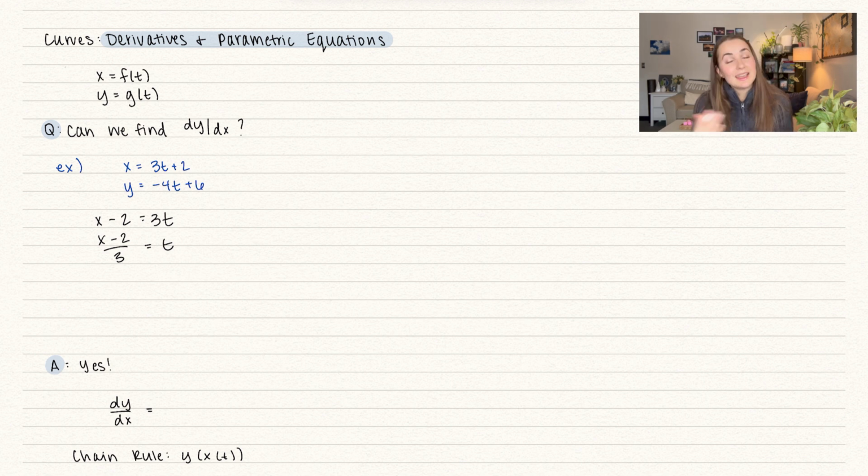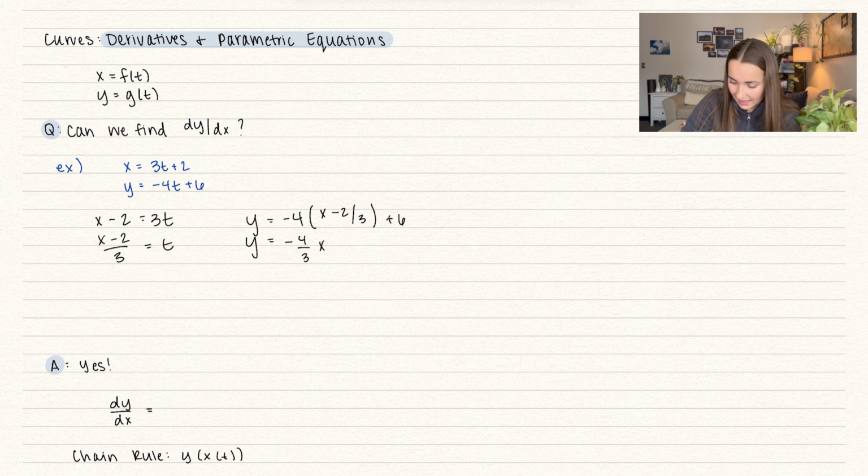Now that I solved for t, I can plug that back into the y. So y is equal to negative 4 times my t, (x minus 2) divided by 3, plus 6. So let's do that. We get y is equal to negative 4/3 x plus 8/3 plus 6. I'm not going to combine those two together right now because all I want to do is find dy/dx. Well, now I have a function y in terms of x, so I can take the derivative. I get dy/dx is equal to negative 4/3 plus 0, right?